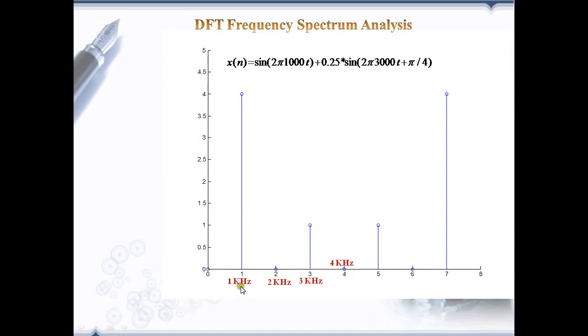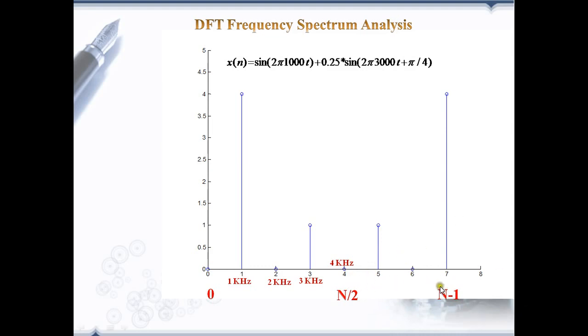We can see 1 kHz and 3 kHz components in the spectrum. The useful information is present between 0 to Fs by 2. The sampling frequency Fs here is 8 kHz, so the useful information is present from 0 to 4 kHz. That is from 0 to N by 2 samples. The samples from N by 2 plus 1 to N minus 1 are called negative frequency components. In this example, samples 5 to 7 are negative frequency components.